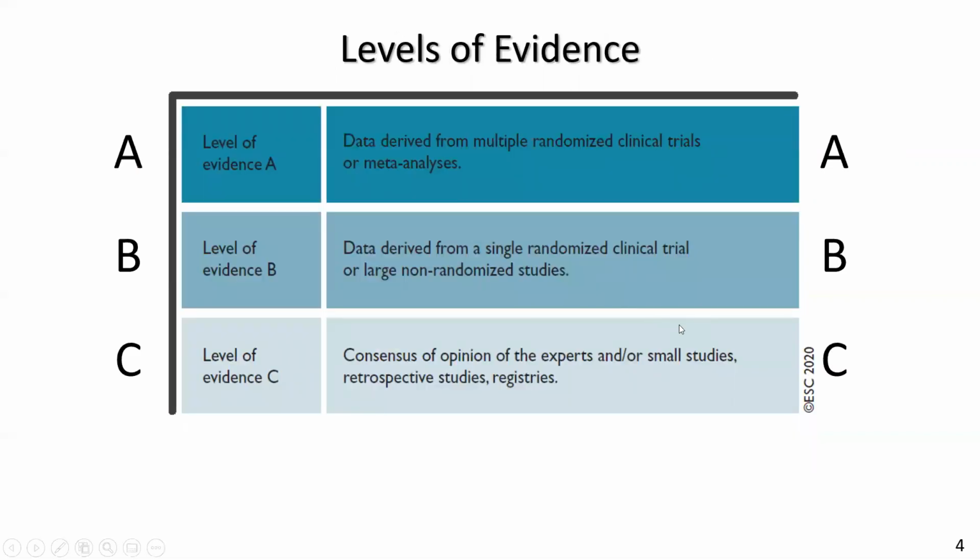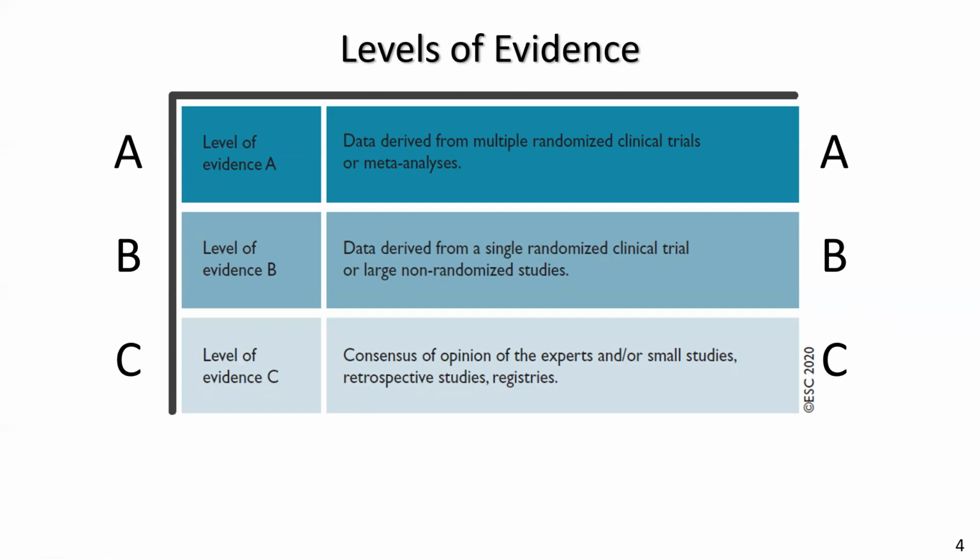Then they look at the levels of evidence, and I'm sure a lot of you viewers will be familiar with this kind of table. So A-level evidence is where the data is derived from multiple randomized clinical trials or meta-analyses where these trials are brought together into a single data set.